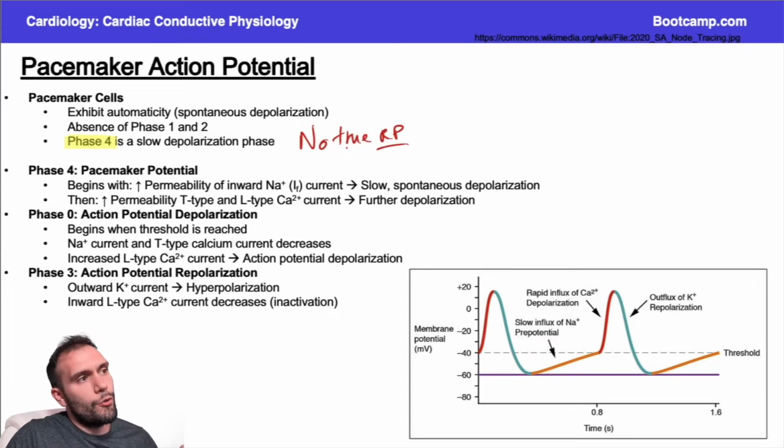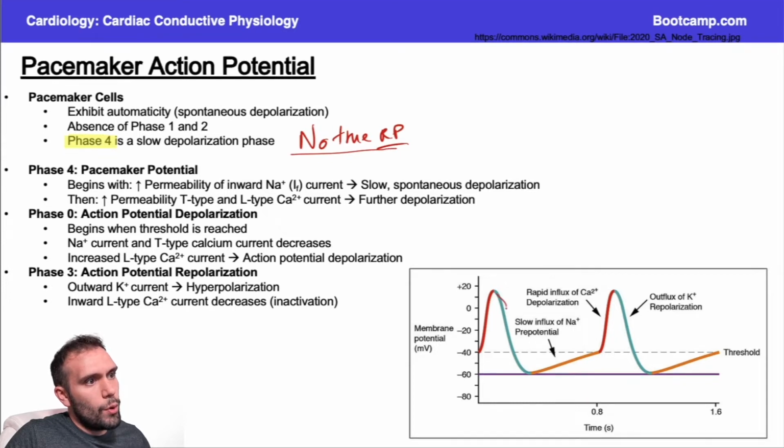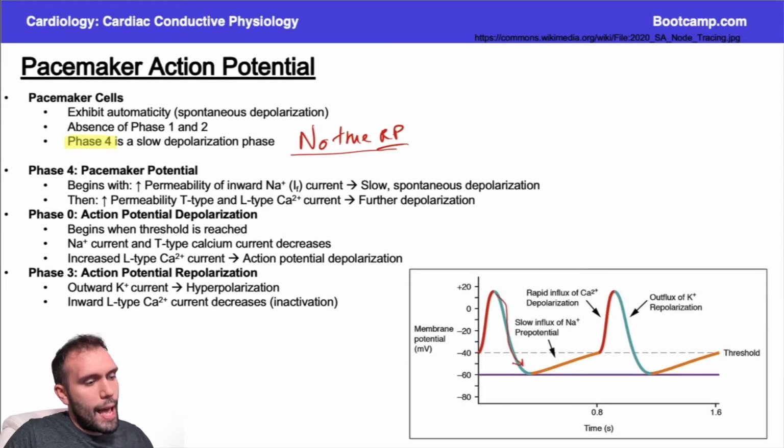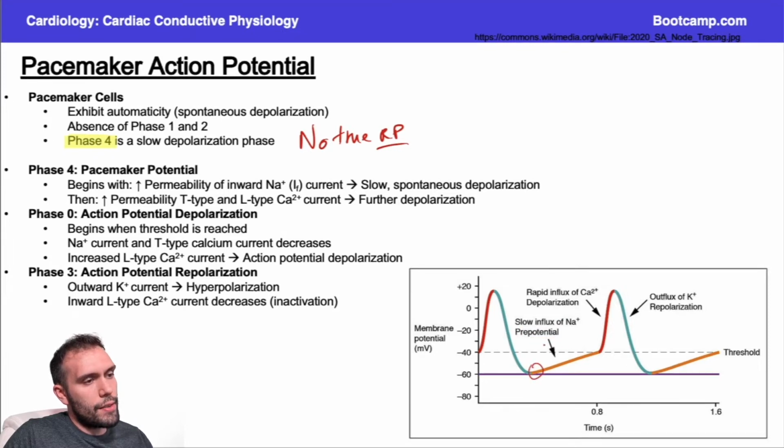This is going to differ from the ventricular myocytes, for example, or the non-pacemaker cells, which actually do have a resting potential. The reason there's no true resting potential is, as you can see after repolarization here, we start to have this slow influx of sodium, which is sometimes called the pre-potential. This slow influx of sodium prevents there from being a resting potential. So if you ever get a question asking why there are no resting potentials in pacemaker cells, it has to do with this inward sodium current.